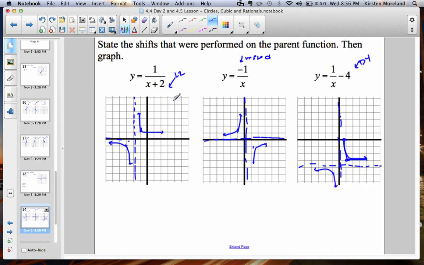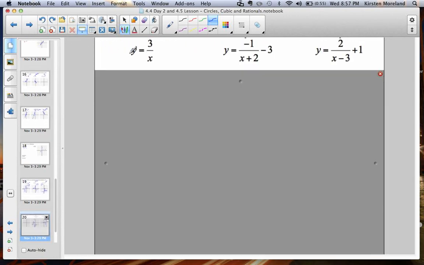Okay, so if I wanted to write the vertical asymptote for this first one, it'd be the line x equals negative 2, because our vertical has shifted to the left 2. The horizontal has stayed at y equals 0. This one, they both stayed at 0, so my vertical is at x equals 0, my horizontal is at y equals 0. This one, it hasn't gone left or right, so my vertical is still at x equals 0, but the horizontal is shifted down, so it's at y equals -4. Right, pause the video and try these last 3 on your own.